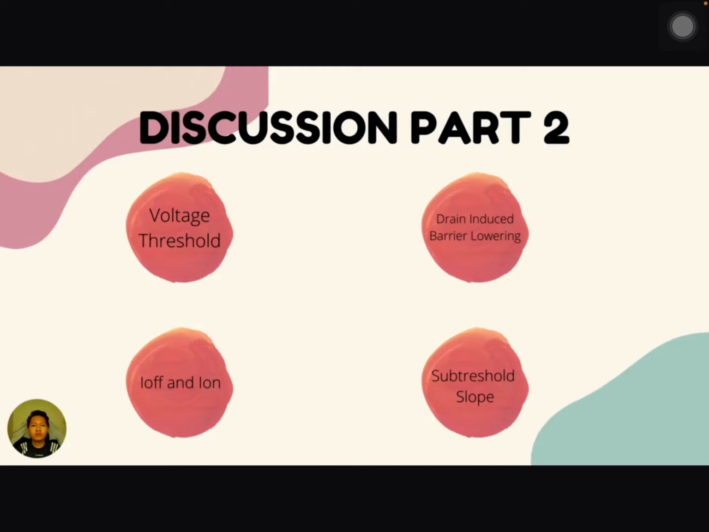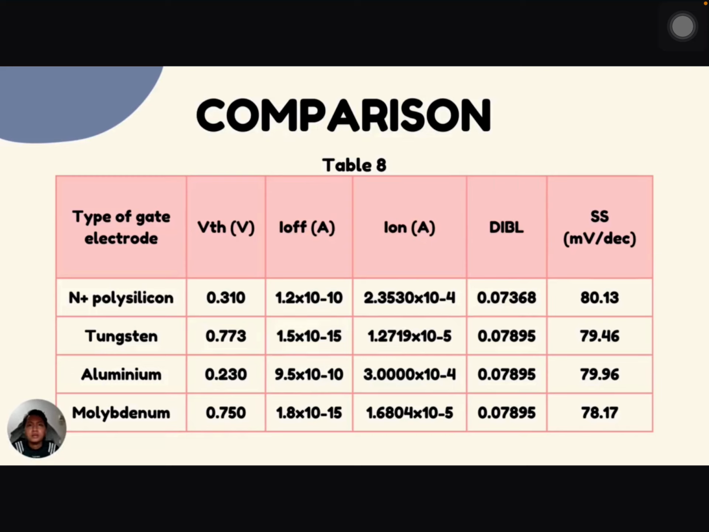Next is discussion part 2. We will discuss threshold voltage, I off and I on, drain induced barrier lowering, DIBL, and subthreshold slope, SS. This is the comparison part. For table 8, there is a type of gate electrode and its electrical properties, which are threshold voltage, I off, I on, DIBL, and SS. The first type of gate electrode is N plus polysilicon, which is from part 1 device 3, with its list of electrical properties.